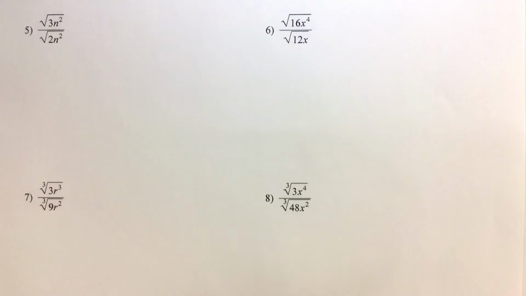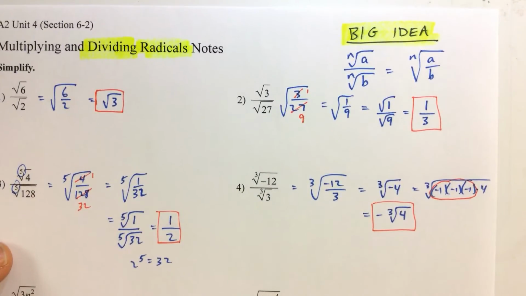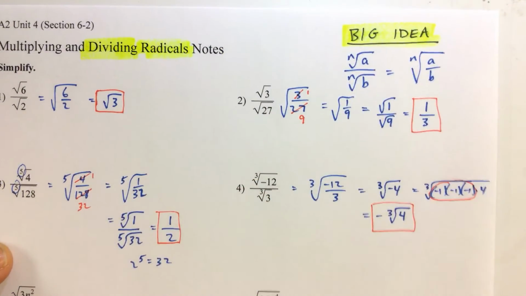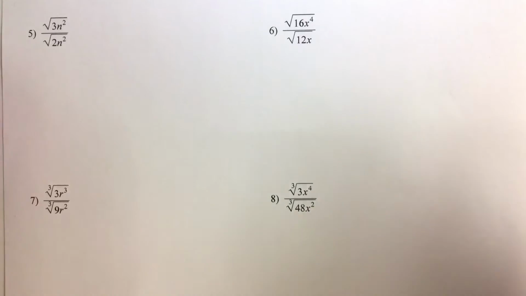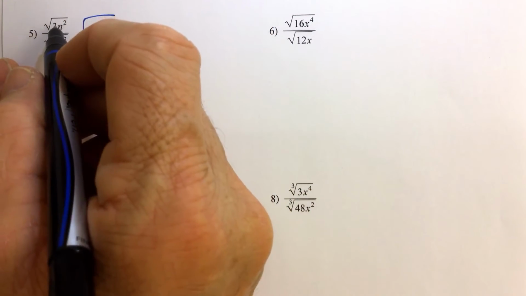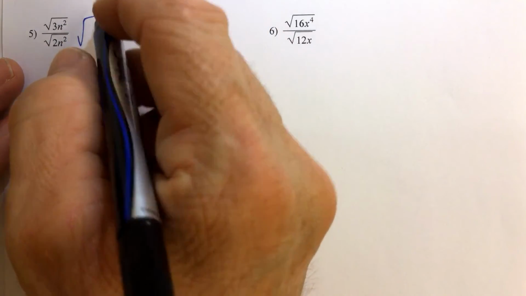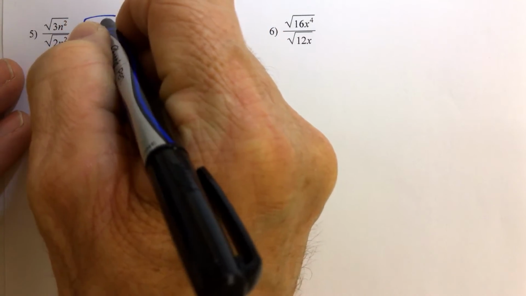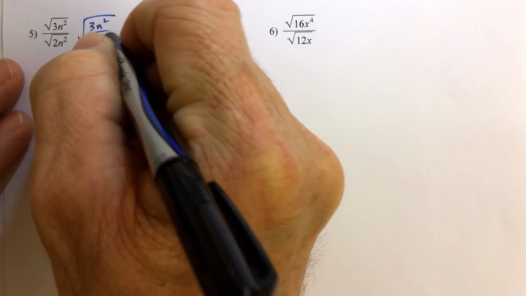So finally here, for numbers 5 through 8, we have both numbers and variables underneath the square root or whatever radical symbols, and it can become a big mess, but it's very important that you go back and understand the big idea. So anytime the roots are the same, top and bottom, you get to combine the fractions. Now you get to combine the fraction under one radical. So we have 3n squared over 2n squared.